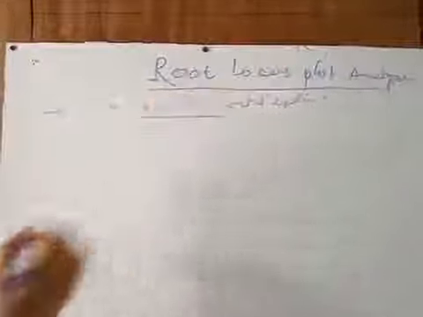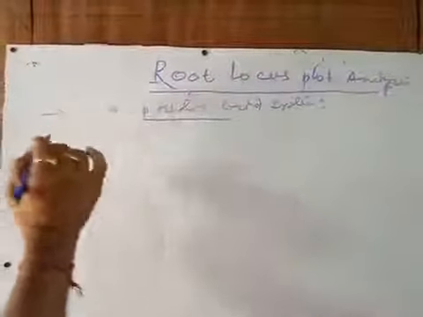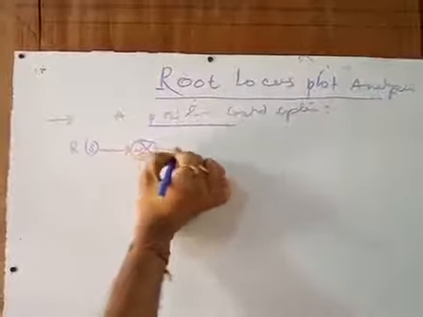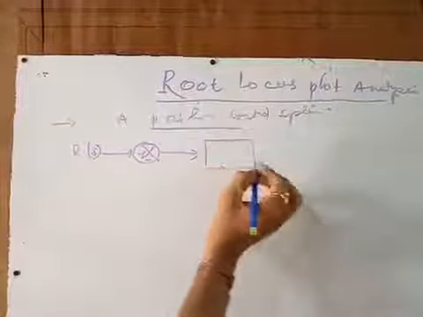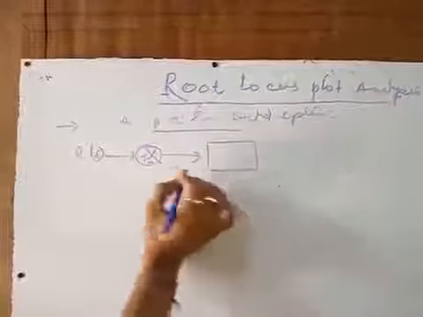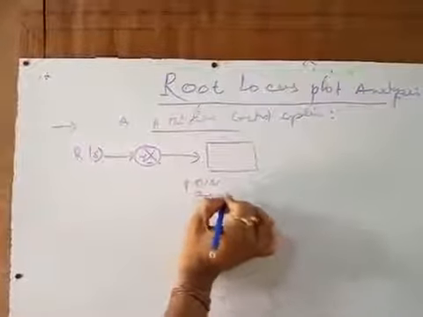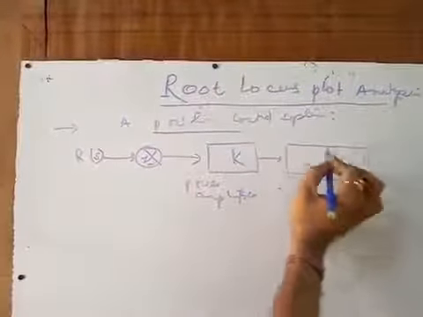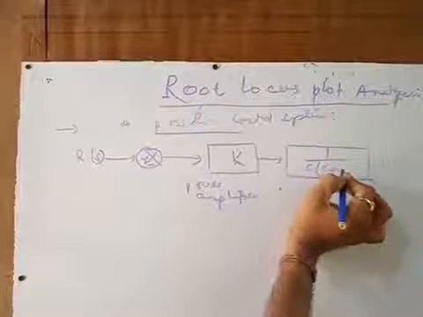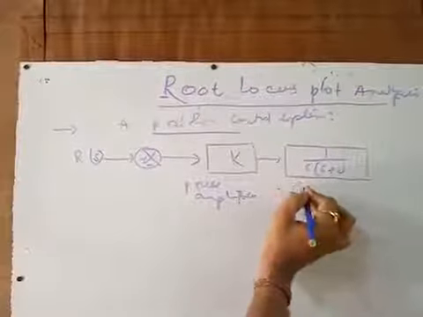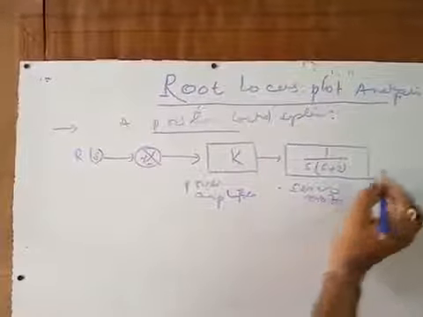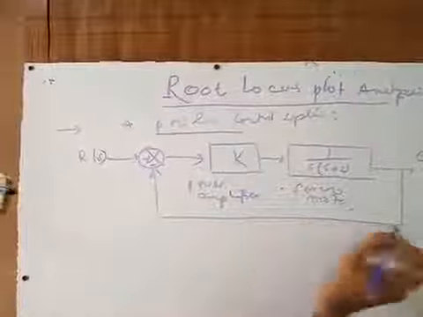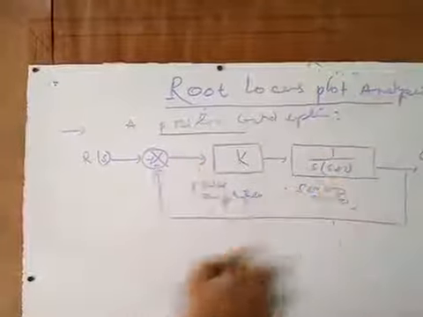We will consider one position control system, an example of a position control system. Let us take one block diagram, like this is your R(s). Elements of the position control system: one kind of power amplifier is used. This is your K. This is the transfer function of a servo motor. This is your output C(s), and this is your unity feedback.